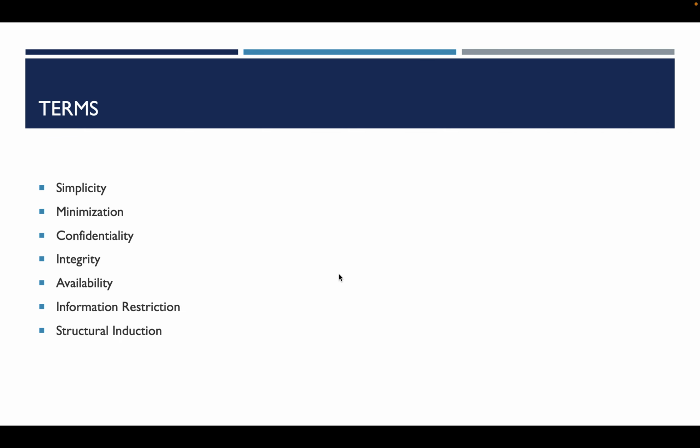Moving on to simplicity. Simplicity is the lack of complexity that allows system designers and programmers to identify unwanted access paths. Users can easily translate their general protection goals to appropriate system security configurations. Next, we'll talk about minimization. Here, you have the least functionality necessary in a program or device.